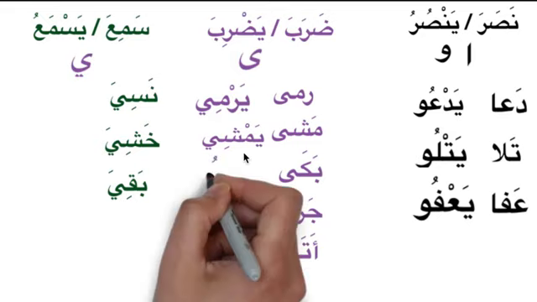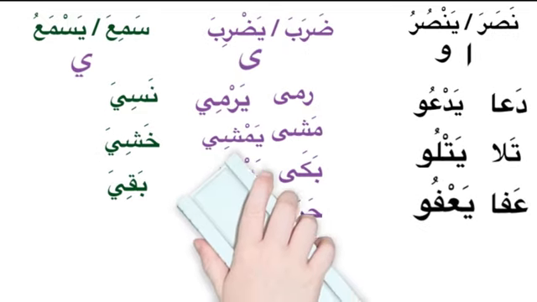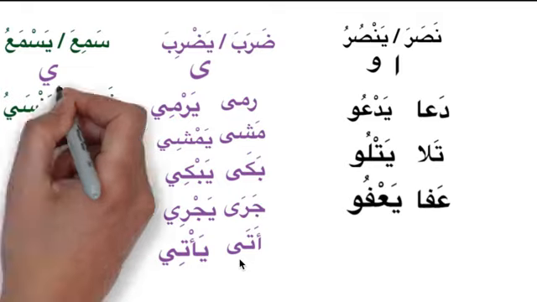In all these verbs, yabkiyu will be, take the dhamma away, so make it muqaddara: yabki. Yajriyu, same thing, yajri. And ata, ya'ti, so take the dhamma. We have yajri, tajri, we see it in a lot of places in the Quran. Ata, he came. Ya'ti, he comes. So nasiya, yansa. See, sami'a, yasma'u. So same thing again here.